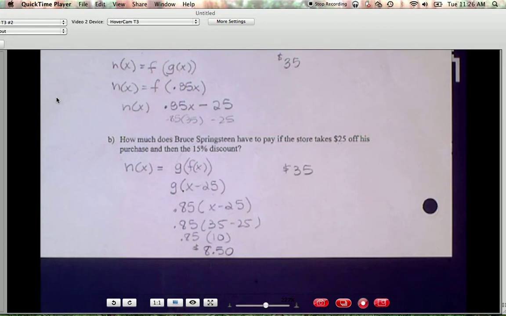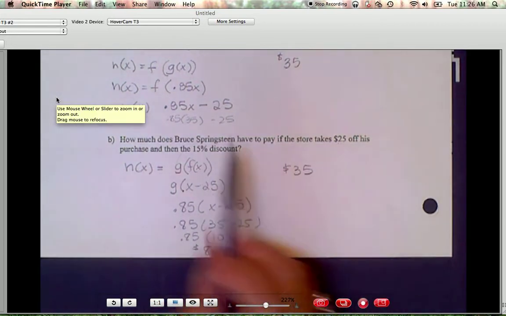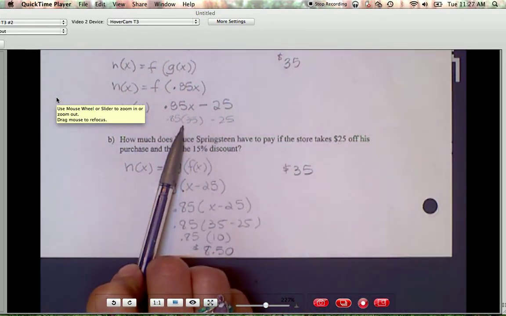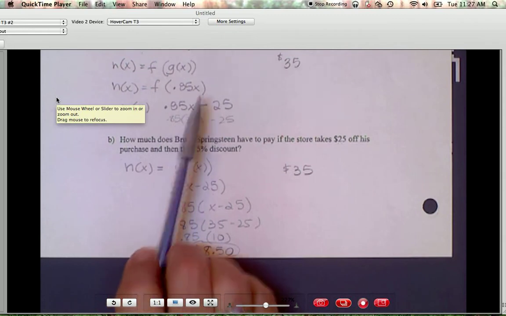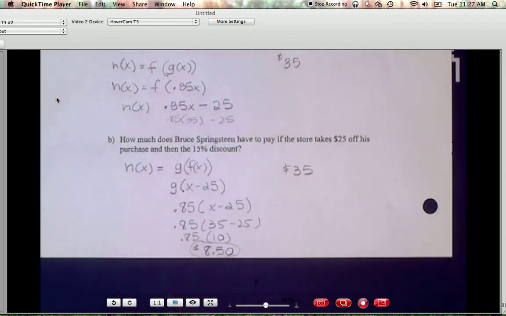Now let's figure out what this would be here. Why don't you figure out what that would be, and let's talk tomorrow about the difference between how much it would cost here and how much it costs here. So go ahead and finish that one on your own. We'll talk about that tomorrow.